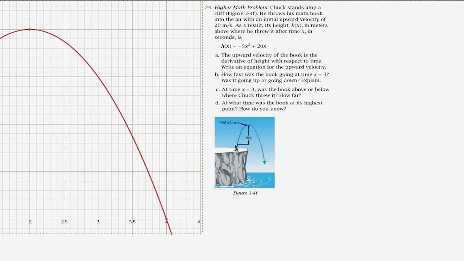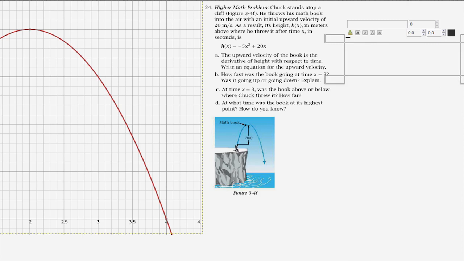It also starts with part A, which says, the upward velocity of the book is the derivative of height with respect to time. Write an equation for the upward velocity. The question tells us to find the derivative of the given height function. To obtain the complementing velocity function, we can use the power rule to get v of x, which is the velocity function of the height function. And the velocity function is equal to negative 10x plus 20, which we can graph alongside our h of x function over here.